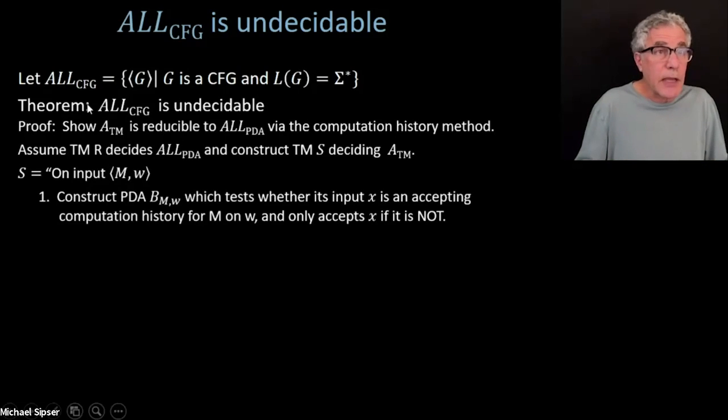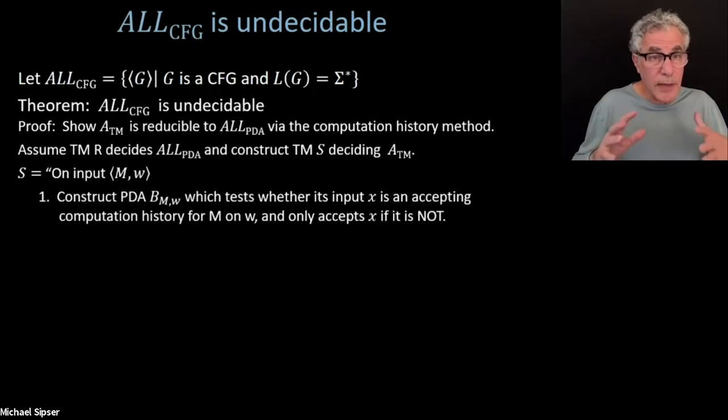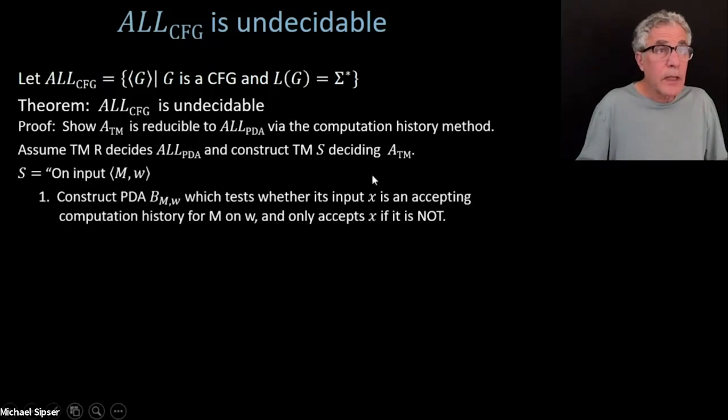So we're doing the same kind of thing, except now the PDA is going to test its input to see whether it's an accepting computation history. And if it is, it's going to reject. It's going to do the reverse of what the LBA did. And that's going to turn out to be necessary. But for the moment, let's just go with it. And maybe we'll see in the proof why the proof needs it to be this way.